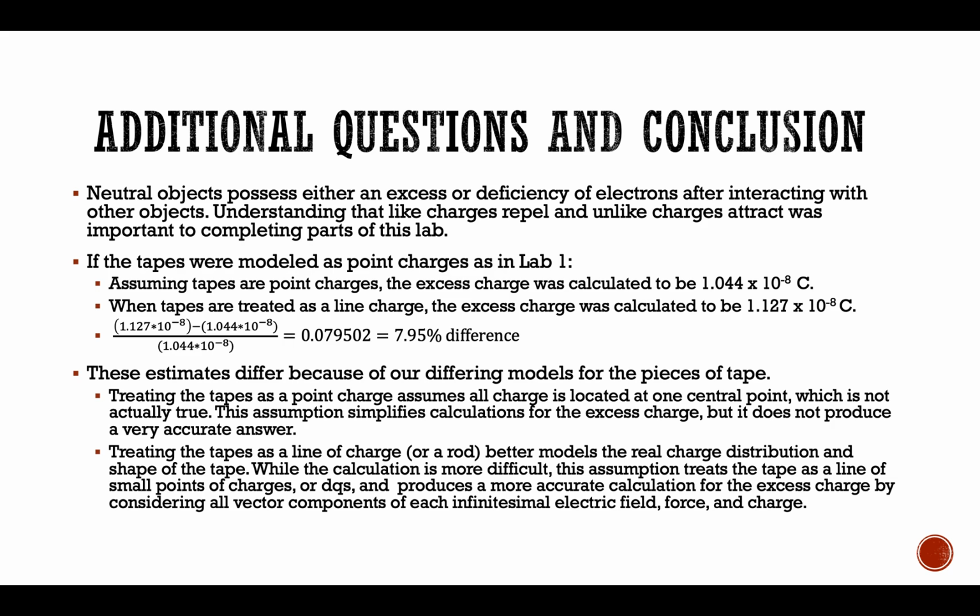Treating the tapes as a point charge assumes all charge is located at one central point, which is not true. This assumption simplifies calculations for the excess charge, but it does not produce a very accurate answer. Treating the tapes as a line of charge better models the real charge distribution and shape of the tape. This assumption treats the tape as a line of small point charges and produces a more accurate calculation for the excess charge, as it considers all vector components of each infinitesimal electric field, force, and charge.